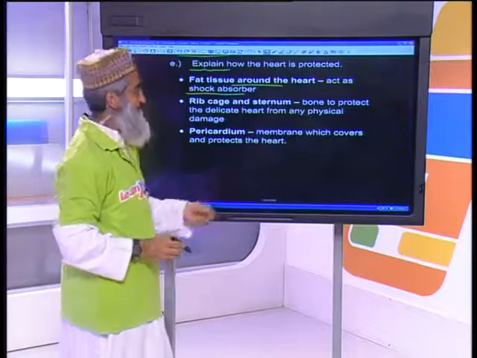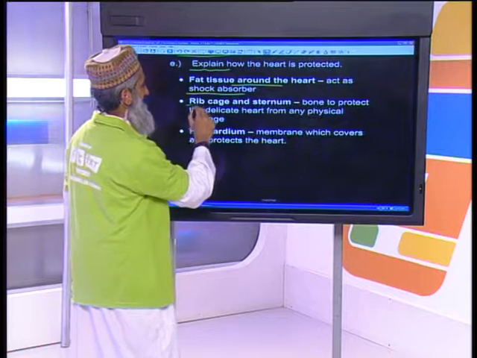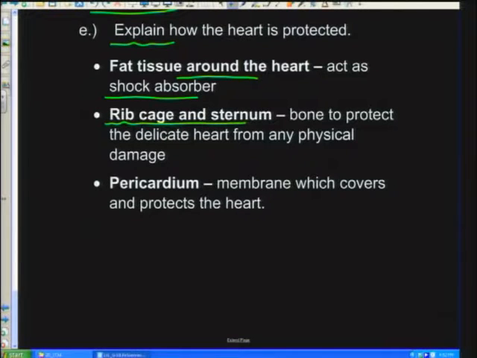So that's the explanation. Next one says the rib cage and sternum, they are made up of bone to protect the delicate heart from any physical damage. Further, the heart itself is surrounded by a membrane called the pericardium. It's a membrane which covers and protects the heart. It reduces friction as well when the heart beats.